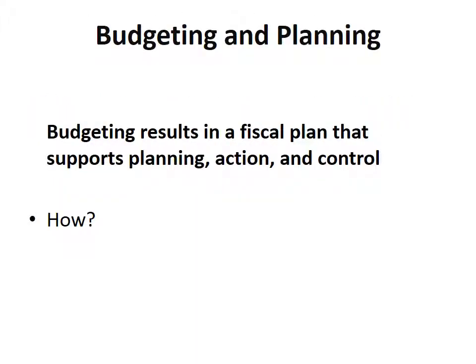Budgeting and planning are very closely linked. Budgeting results in a fiscal plan that supports planning, action, and control. How does this budget result in this plan? Budgeting is a complex decision process where organizational policy is formulated. That's kind of the planning side. Action programs are put into effect, the action side, and where strategic and management controls are established. So here's the control element.